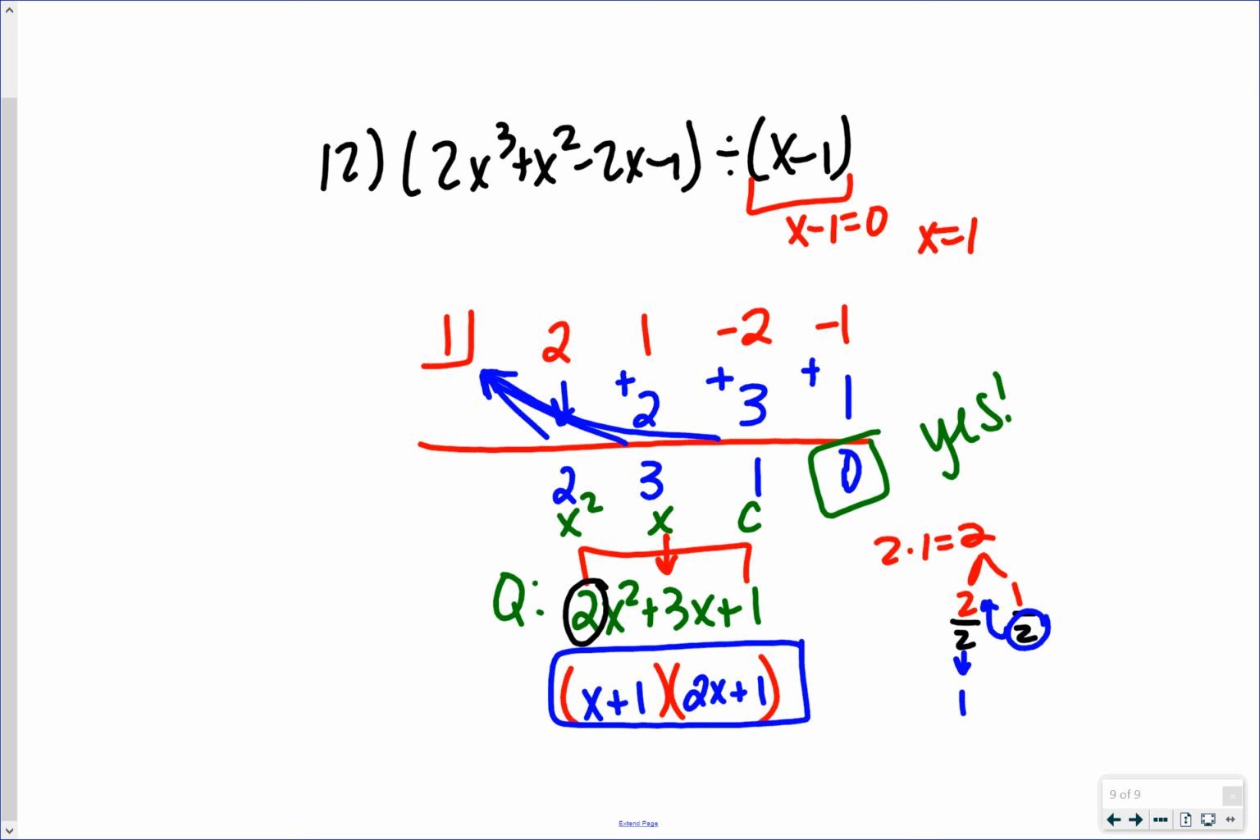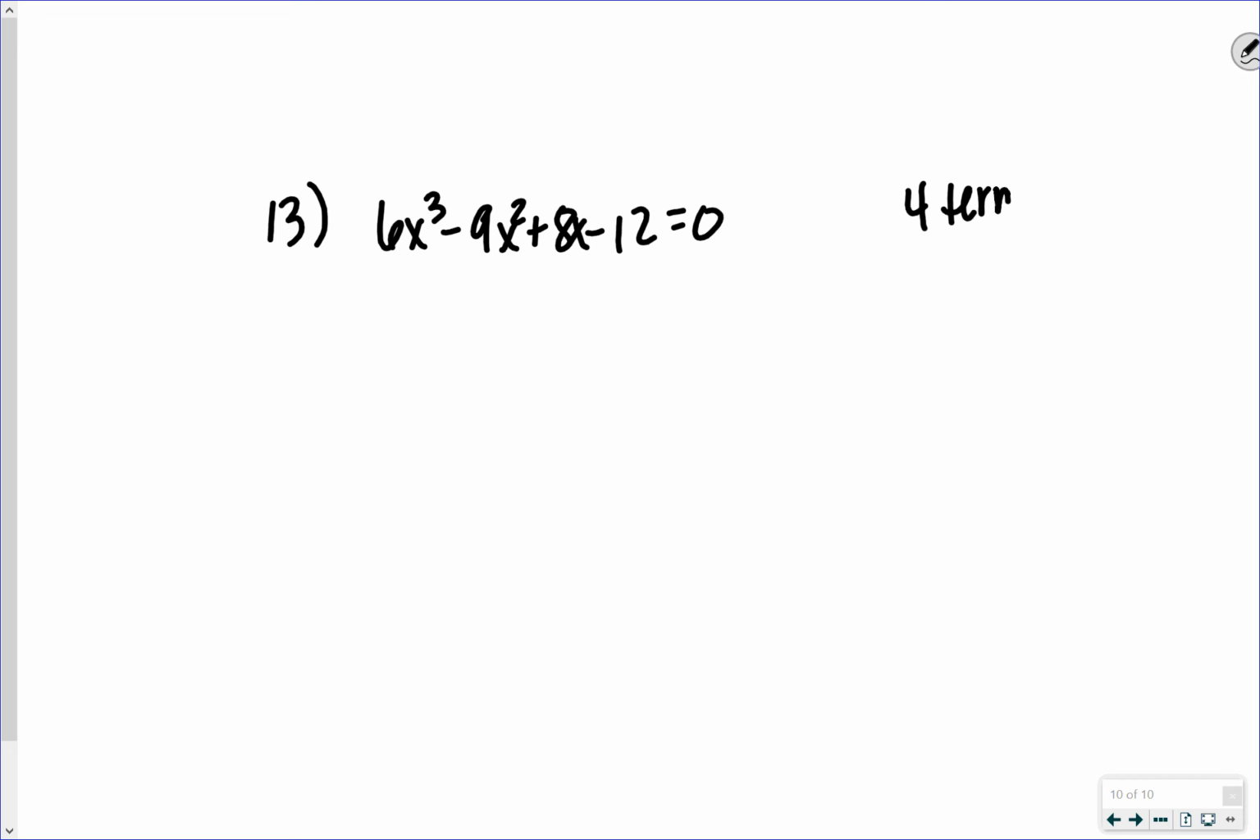The next bunch, 5, are solving problems. Number 13: 6x cubed minus 9x squared plus 8x minus 12 equals 0. I have 4 terms. That means I'm going to use grouping. First group, second group. So 6x cubed minus 9x squared, 8x minus 12.